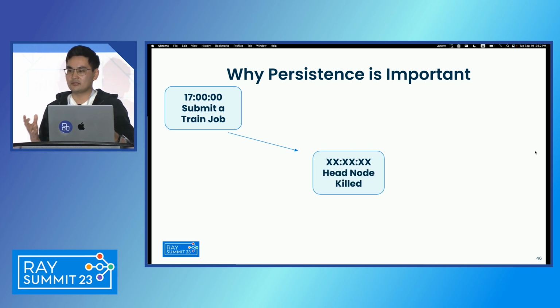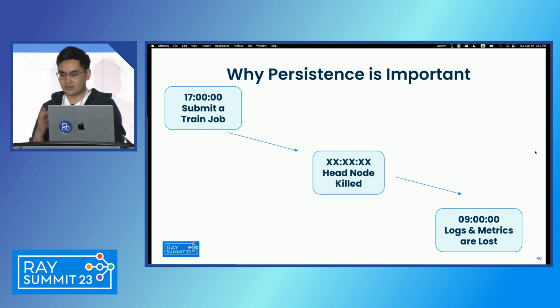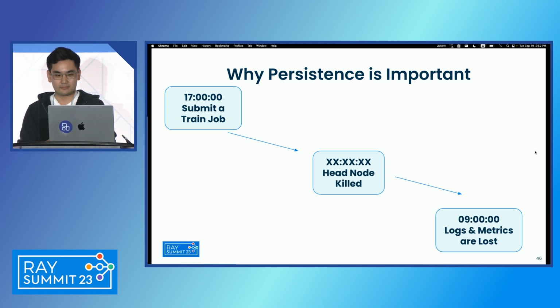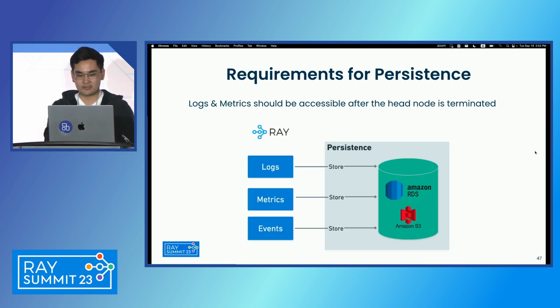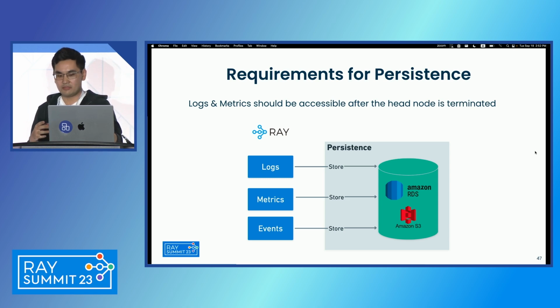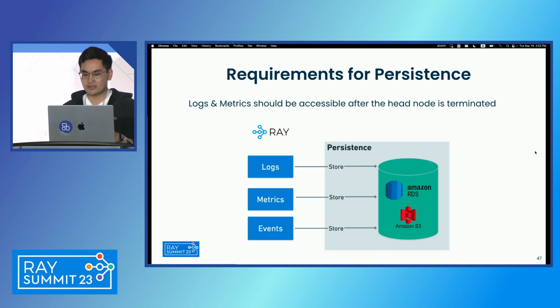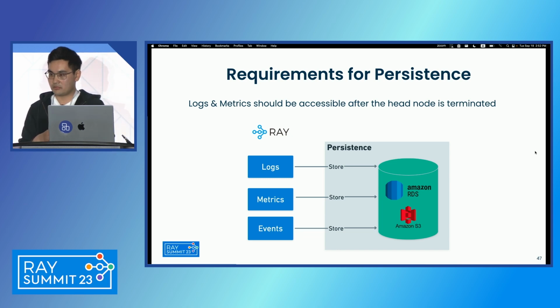However, in the middle of it, your head node is killed. So the next morning, you find that your logs and metrics are lost. So Ray dashboard doesn't have persistency for the logs and metrics by default when your head node is terminated. That's why logs and metrics should be accessible after your head node is terminated. And as you can see from this diagram, Ray exports 3 different kinds of data: logs, metrics, and events, so you can easily set some config and store them in your own persistent storage, like Amazon RDS or S3.